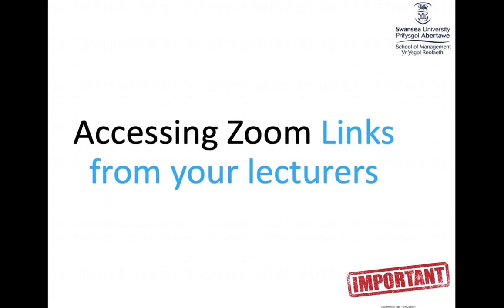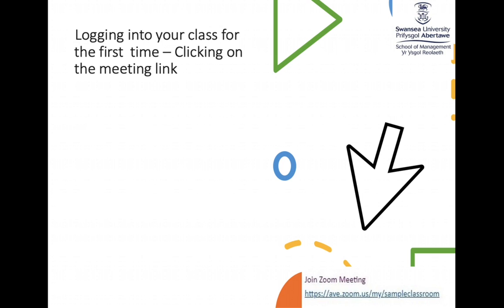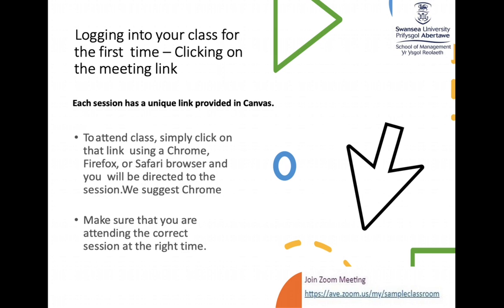So accessing Zoom, links from your lecturers. That big arrow there is pointing to what you would usually see on either Canvas or in an email to you. There will be a Zoom link, and simply all you have to do is click onto that. Each session has a unique link, and that's provided in Canvas, but some lecturers may send these out via email, especially if they are one-to-one meetings that they're trying to set up with you for group sessions, etc.